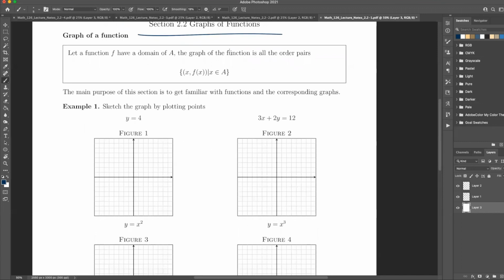Anyways, a function is a graph of all the ordered pairs. We already talked about it. The main point of this section is to get familiar with graphs. So here, if I have y equals 4, we're just going to count up 1, 2, 3, 4, and draw a line. Okay.